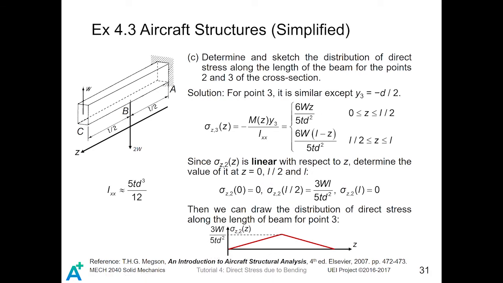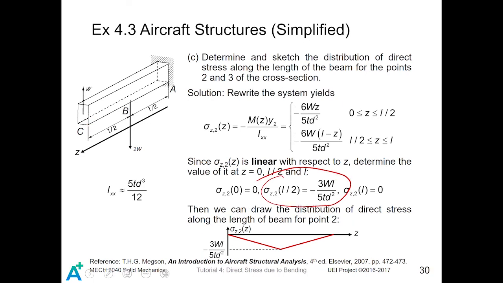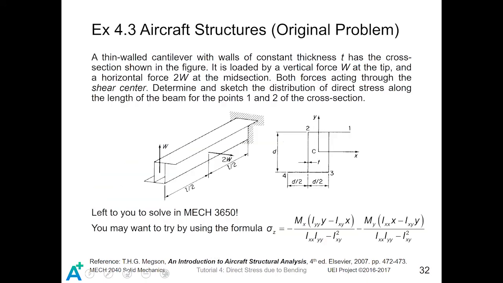For point 3, which is here, y3 equals minus d over 2. Then you substitute into the equation to get this. Also, you find the direct stress in the midsection such that you can draw this distribution. Notice that when we substitute in the numbers, we also take this one into consideration. The original problem comes from our homework in MECHAN 3650 aircraft structures. It is for your interest, and if you have time, you may want to try out this problem by adopting this advanced equation.